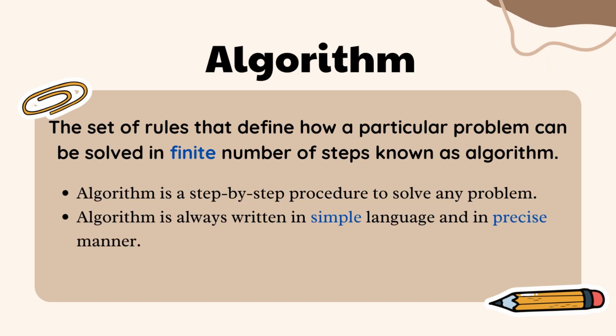And what is an algorithm? A set of rules that define how a particular problem can be solved in a finite number of steps is known as an algorithm. Two main features of the algorithm: an algorithm is a step by step procedure to solve any problem. An algorithm is always written in a simple language in a precise manner.